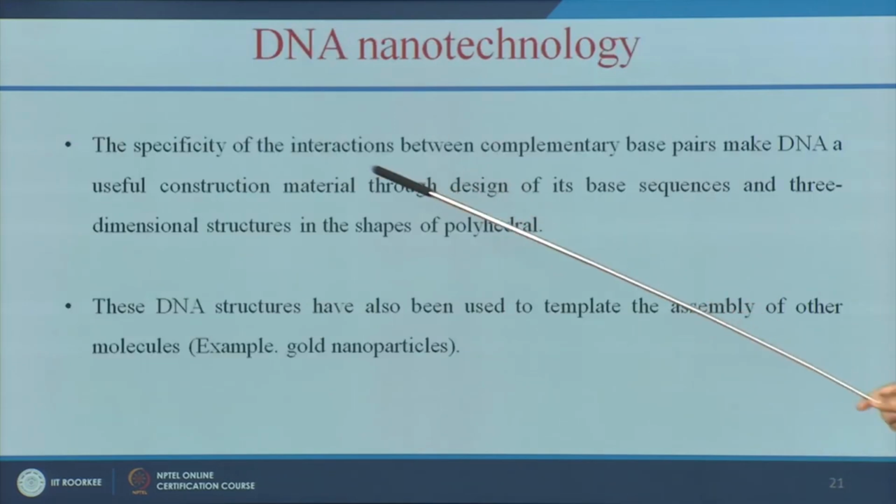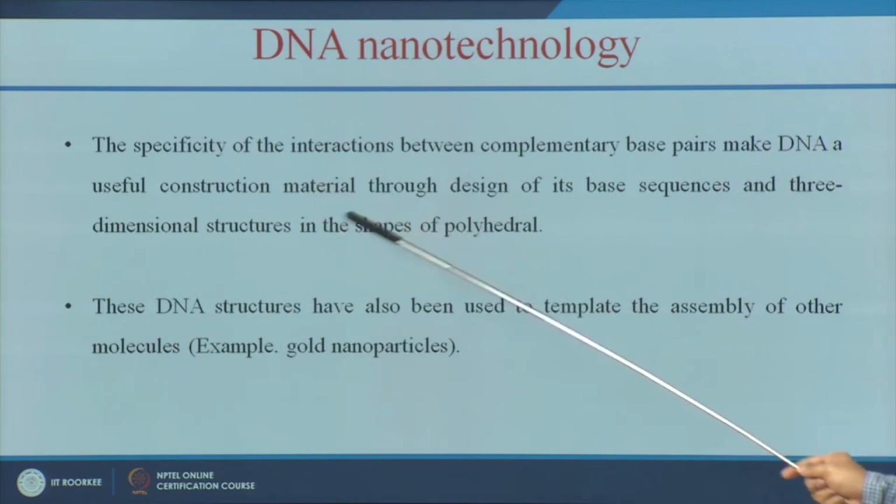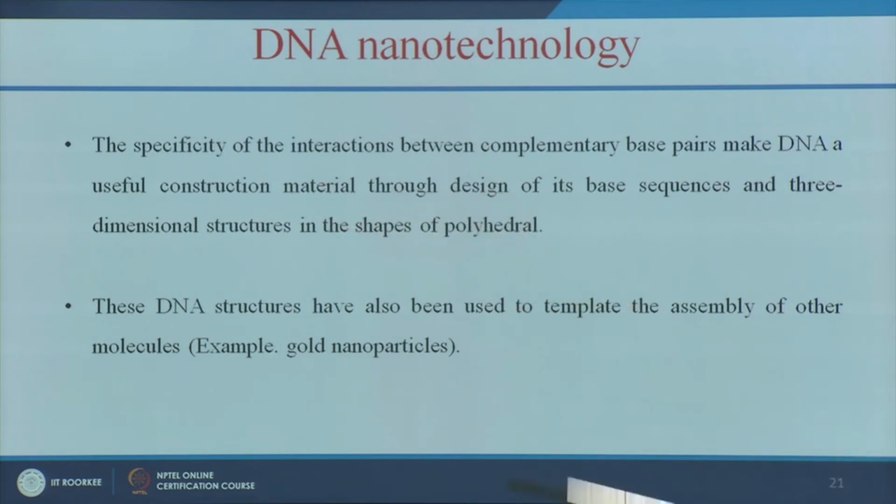This specific interaction between the complementary base pairs, that means A forms bonds with T and G forms bonds with C, makes DNA an attractive construction material. So, using that property we can make different kinds of nanostructures.